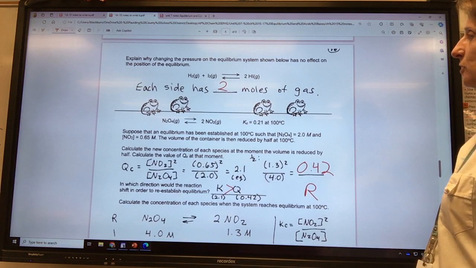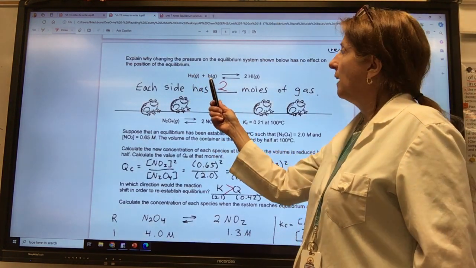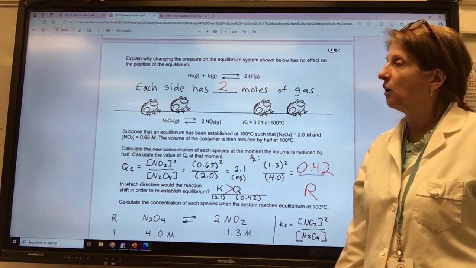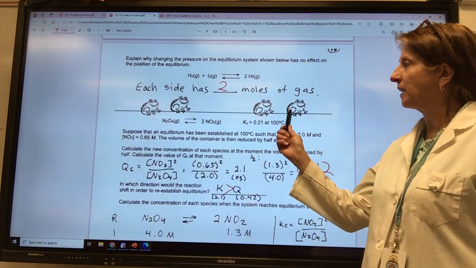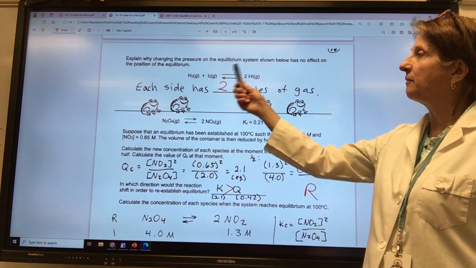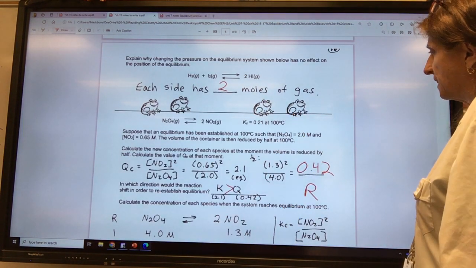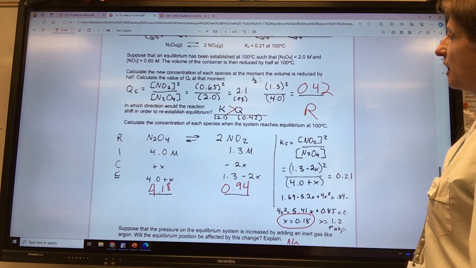Okay, so here's a little picture. Notice this has 2 moles, and that one has 2 moles, so this is not going to change it at all. Here are my frogs representing moles of gas. They're little gas frogs. But they both have the same, so that one's not going to change at all. Sometimes it doesn't. Okay, so here's another one.